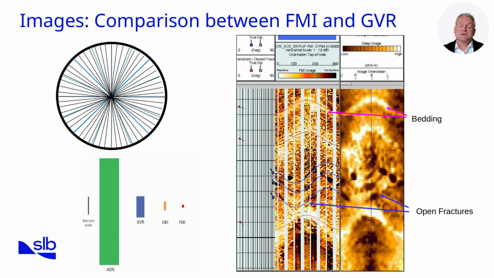This slide shows a direct comparison between images acquired with the FMI and GVR tools. FMI, a wireline tool, provides very high-resolution borehole images. GVR, an LWD tool, offers slightly lower resolution but has the major advantage of delivering images while drilling.